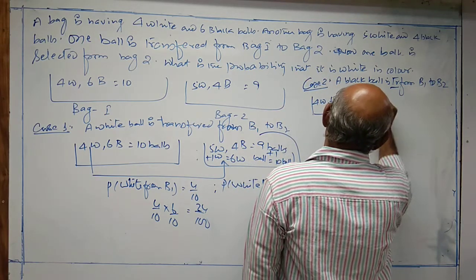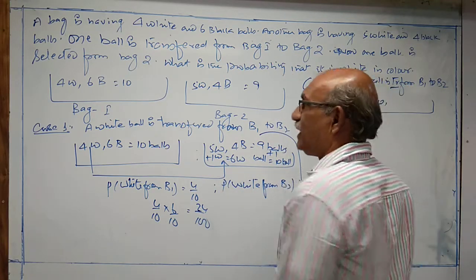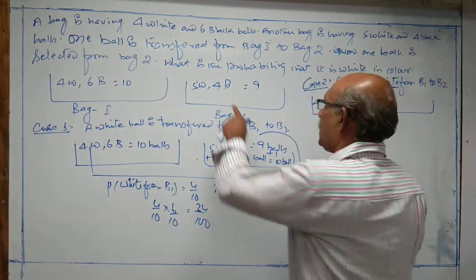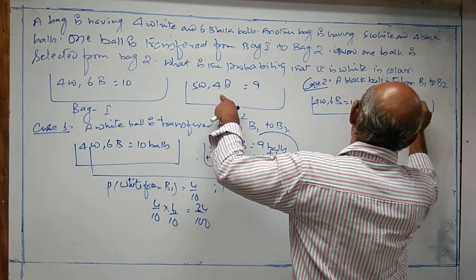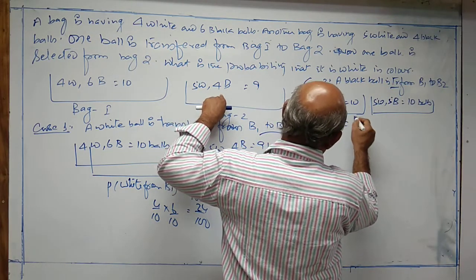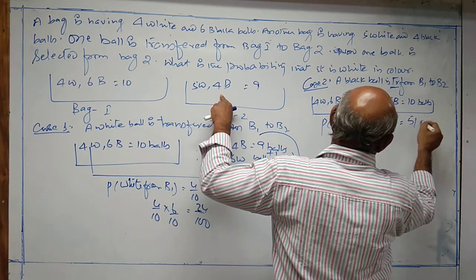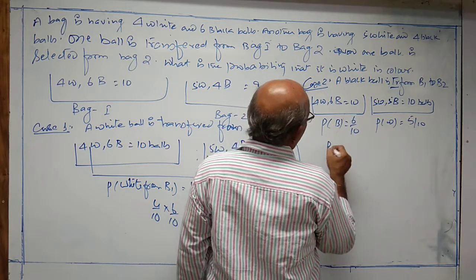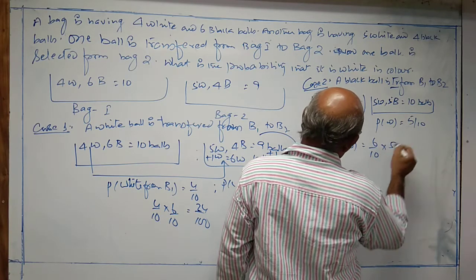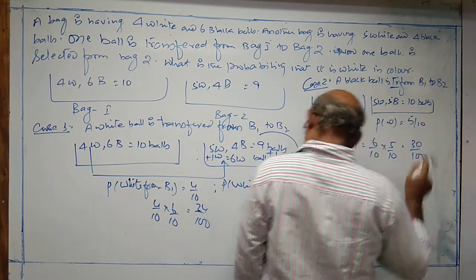Now when a black ball is transferred from B1 to B2, the contents of B2 will change. It now has 5 black balls, total 10 balls. So the probability of drawing a black is 6 by 10. The probability of drawing white here is 5 by 10. So the probability of black and white is 6 by 10 into 5 by 10, which is equal to 30 divided by 100.